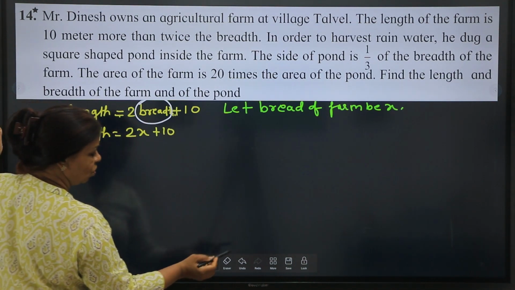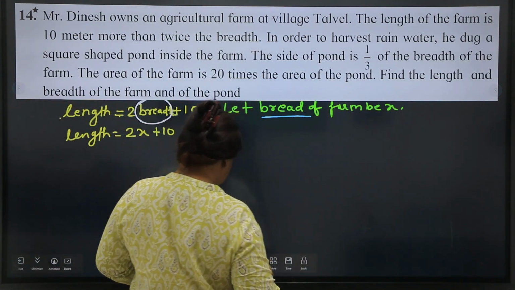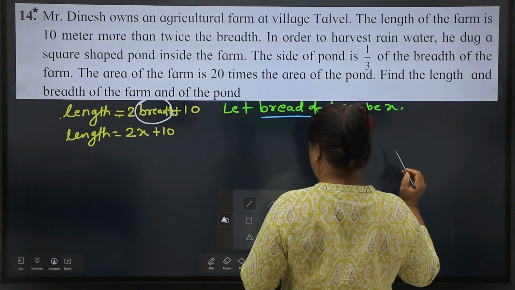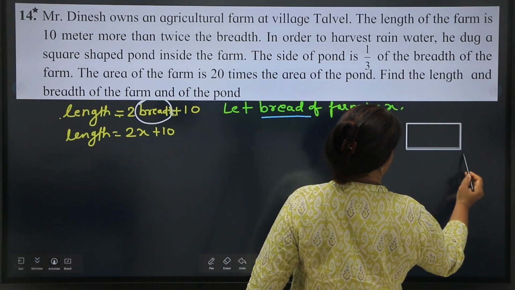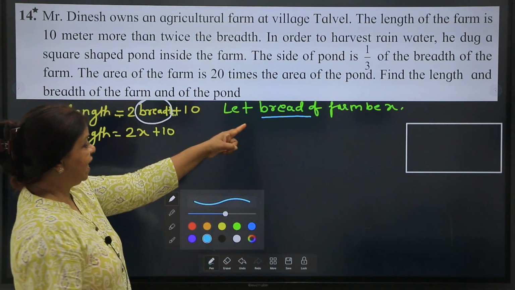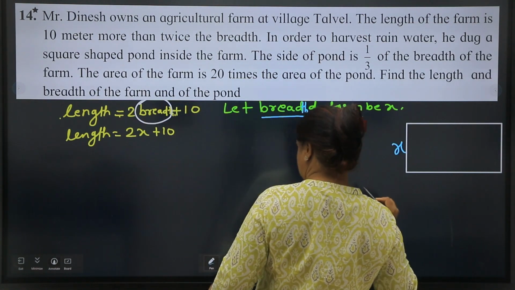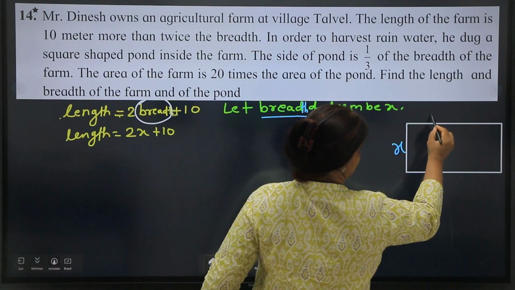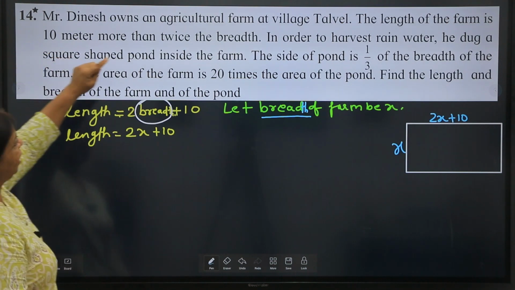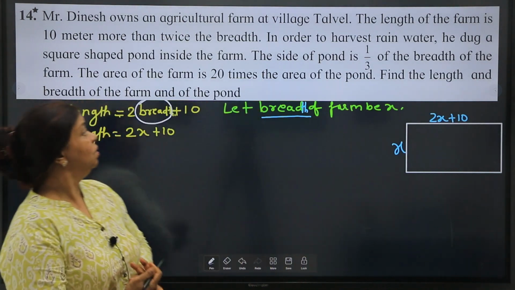Okay, now we know the breadth of the farm. Let me draw the farm here now. This is the farm. So now we know breadth of the farm is x, this is x, and the length of the farm is 2x plus 10, 2x plus 10, fine.